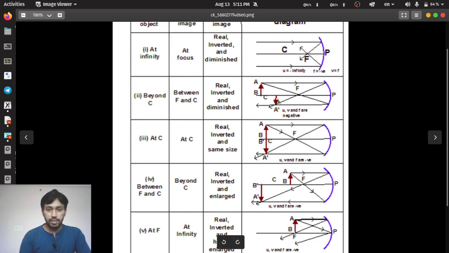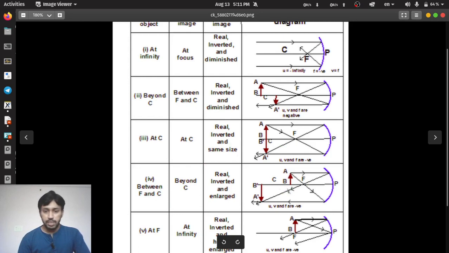Okay, downward direction, it is inverted and it is diminished. That means the image will be of smaller size. Okay, right now at C, suppose this is at C and you can see this will be the image, real, inverted and same size. And number 4 is between F and C.